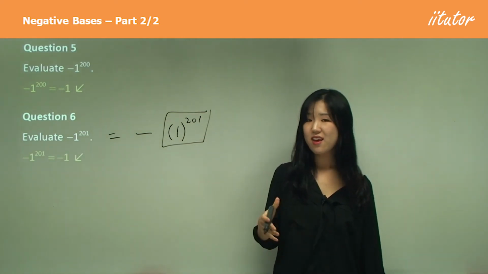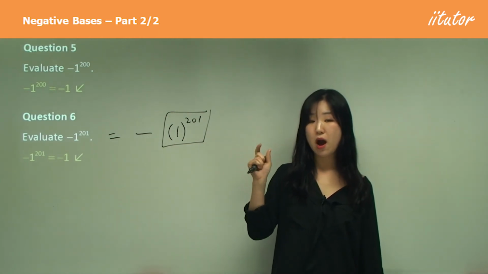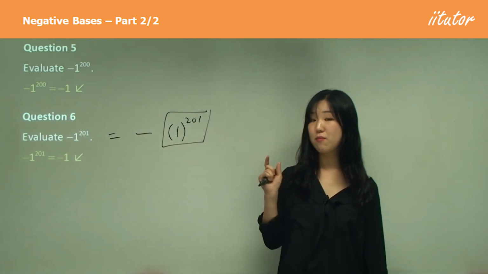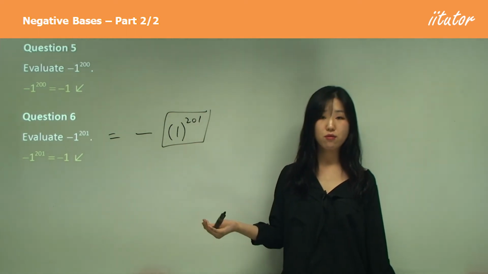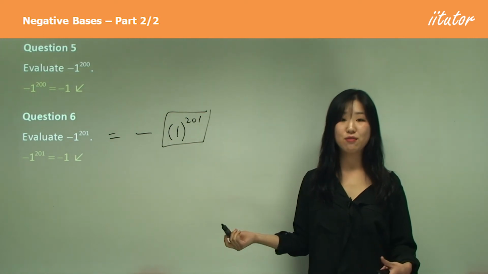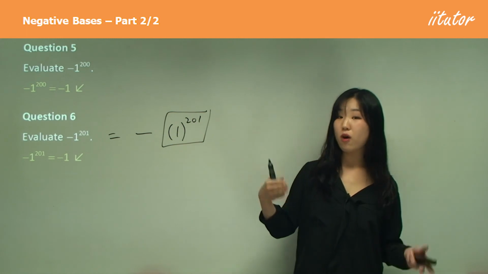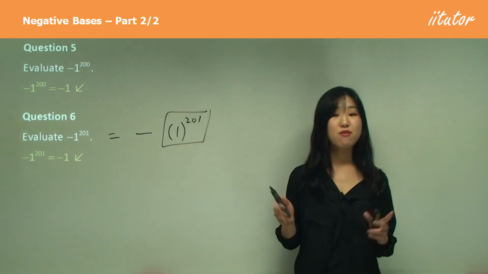Okay guys, makes sense? So the key thing here is for you to concentrate on whether the power is even or odd. An even power makes the answer positive, always. Whereas an odd power can make it negative. So make sure you keep an eye on these key aspects, whether it's even or odd, and also be aware of where the brackets are.